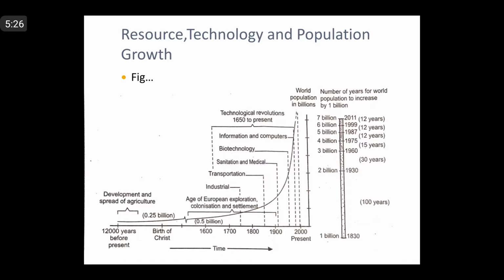Just now I told you, after the different types of revolution, technological advancement, industrial revolution, and then information, computers, biotechnology, all these took place. The development in this field helped in the reduction of death rate and provided the stage for accelerated population growth.